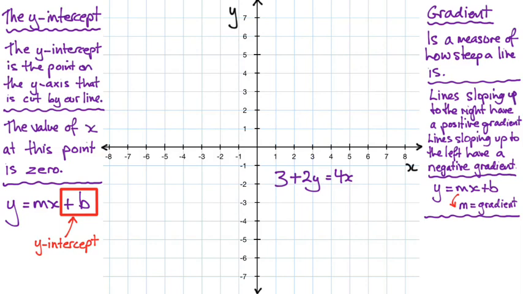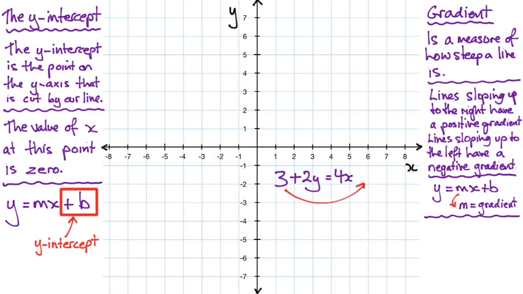Now this one's a little trickier. We're going to have a bit of a look and work on this one. 3 plus 2y equals 4x. Now I know it's a linear equation because there's no x squareds or x cubes or anything like that. The highest order of x is 1. That means it's going to be a straight line, but it doesn't have the form y equals something. So I'm going to have to modify this one a little bit to make it look right before I can decide what m will be.